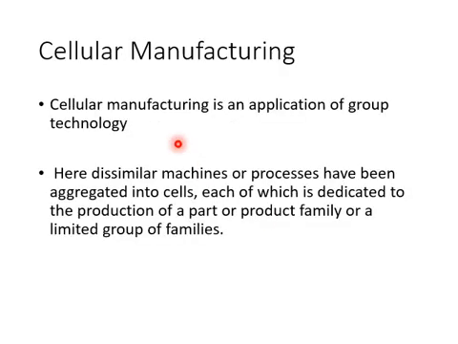Now what is cellular manufacturing? Cellular manufacturing is an application of GT. Here dissimilar machines or processes have been aggregated into cells, each of which is dedicated to the production of a part or product family or a limited group of families. So basically we can say manufacturing with GT cells is called cellular manufacturing.